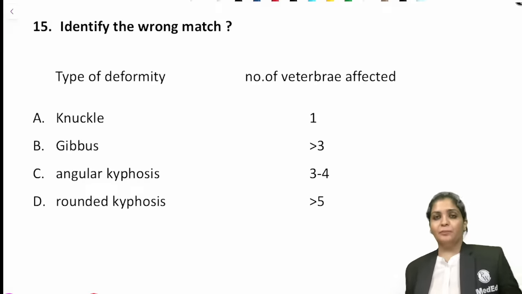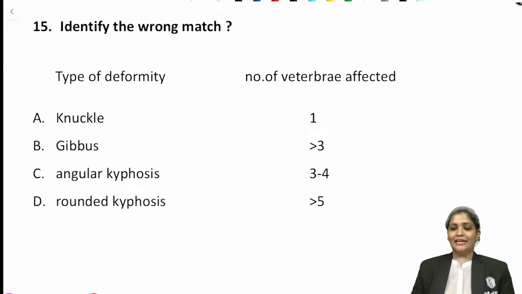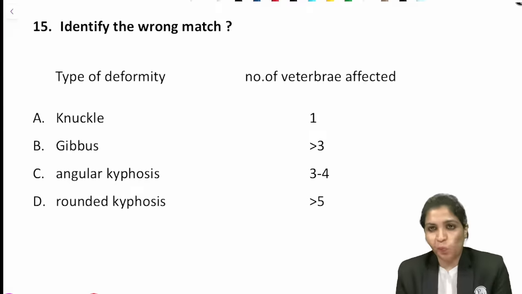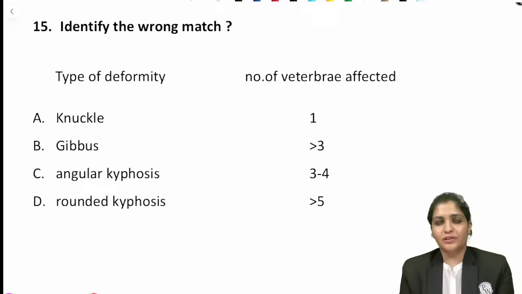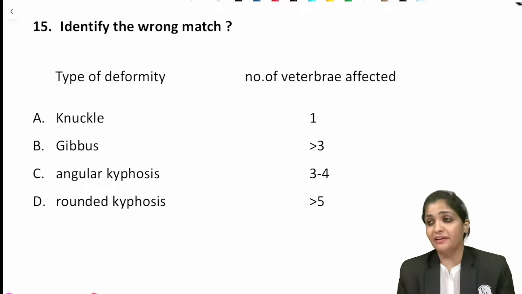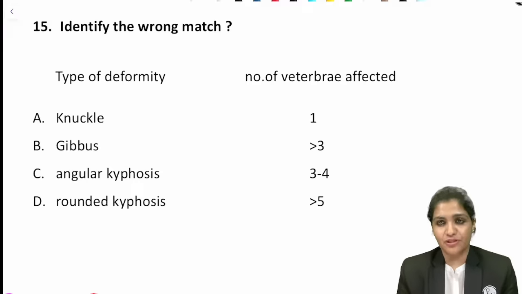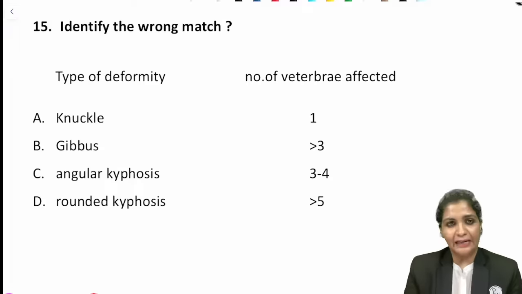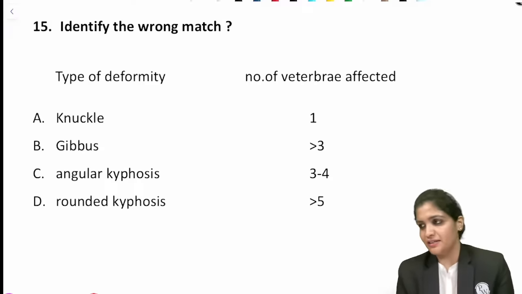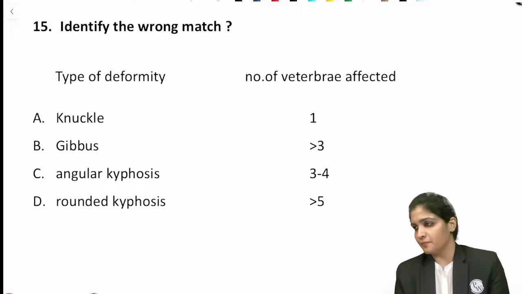Based upon type of number of vertebrae affected. So this is in case of a deformity of spine. So this is a question based on deformity of the spine. Based on the number of vertebrae affected, you can name them. So based on this, it could be knuckle, gibbous, kyphosis. So there are two types of kyphosis, that is angular kyphosis and rounded kyphosis, right?